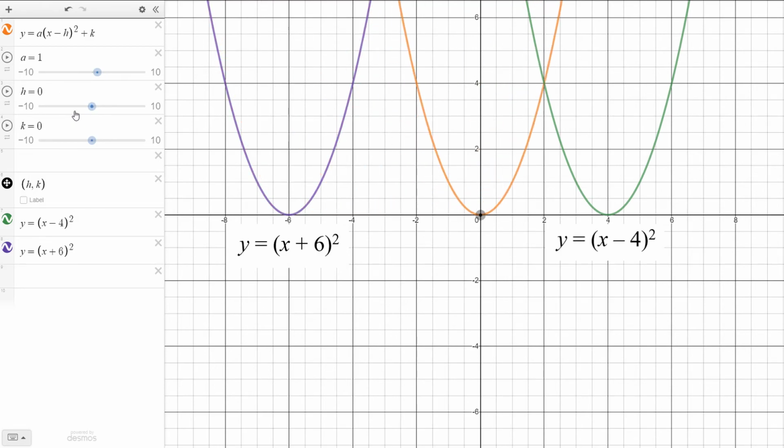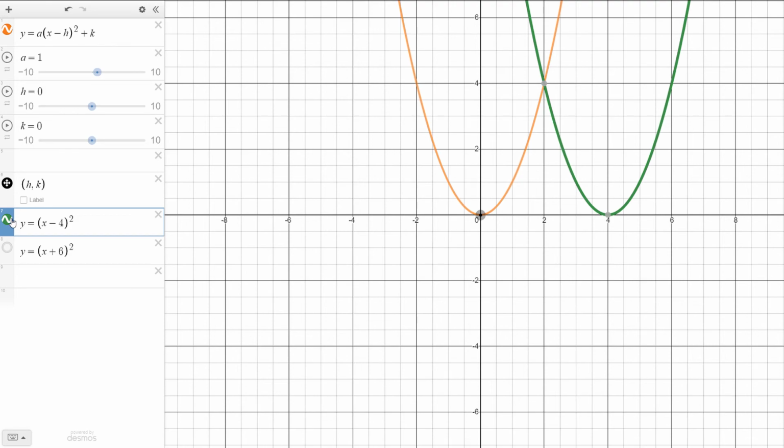All right, so the h can be a little bit confusing in that sense. The equation is written x minus h. If it is x minus 4, that's a shift or translation to the right, just like this. And if it is x plus a value, it's actually a horizontal translation or shift to the left. So keep that in mind.